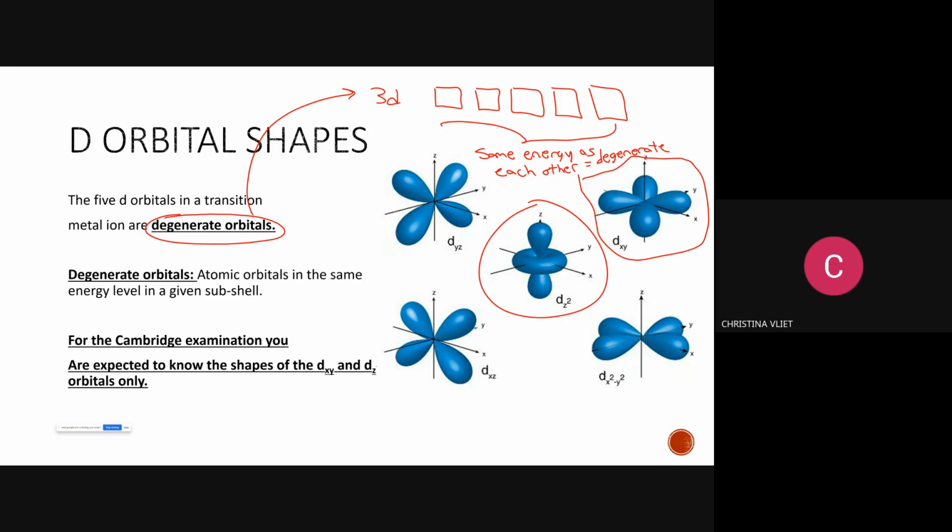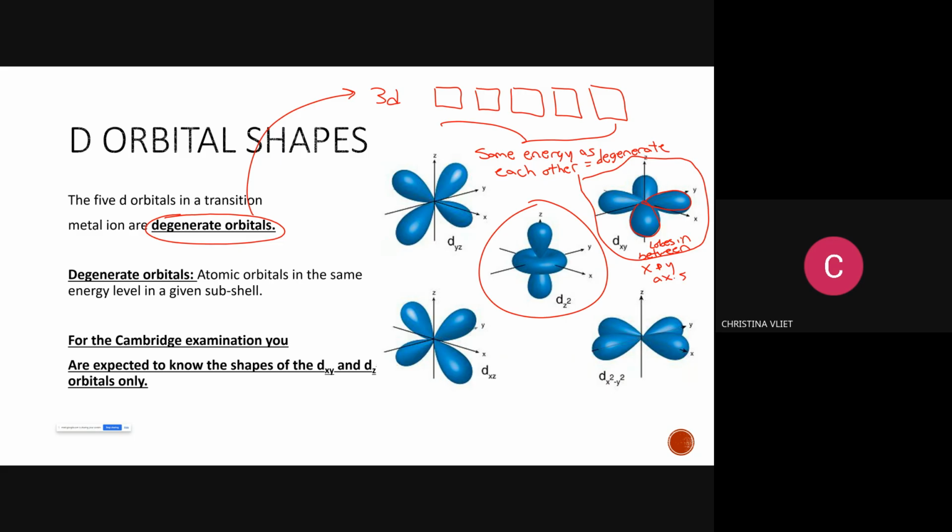So for the 3dz squared, if they say sketch the d orbital dz squared, they want you to put the lobes, the p orbital lobes, on the z axis, and then a circle around it that appears like a donut. And that's how you would draw the 3dz squared. And if they ask you to sketch the 3dxy, that is in between the x and y axis. The lobes are in between the x and y axis.